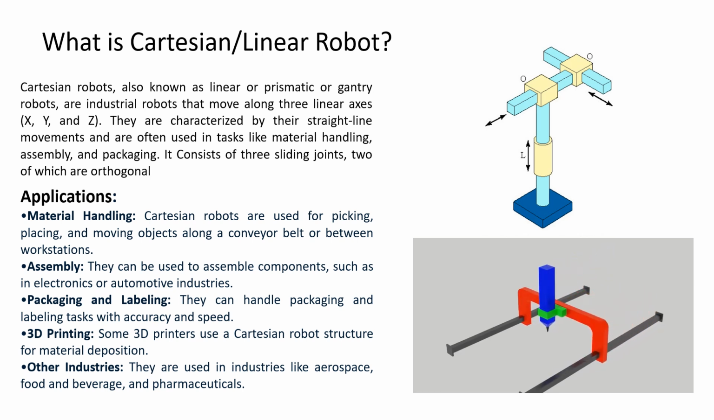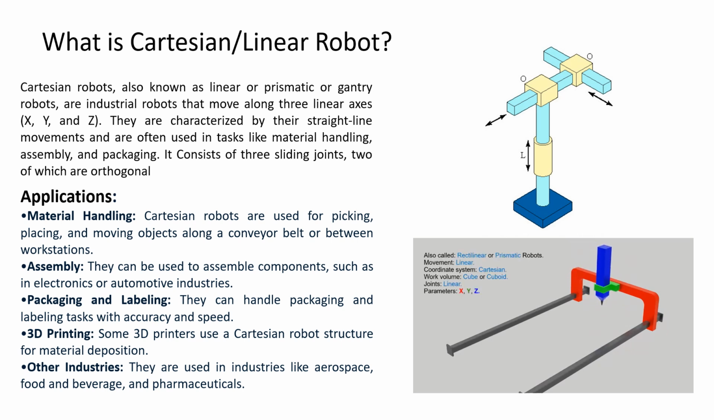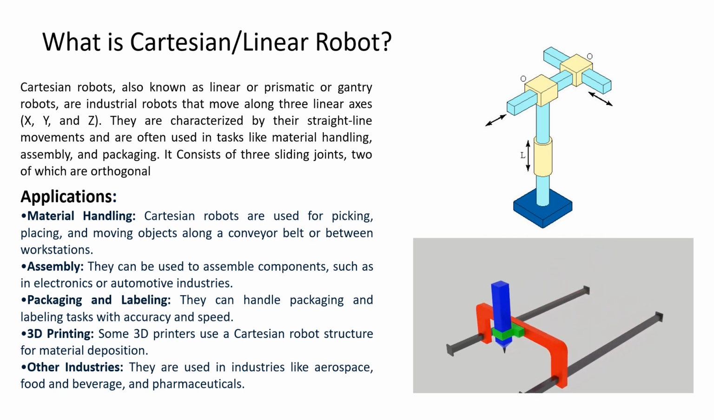Here you can see how it moves. The motion, you can see X, then Y, and then the Z direction. So these are the motions. As we saw, it is also called a rectilinear or a prismatic robot.